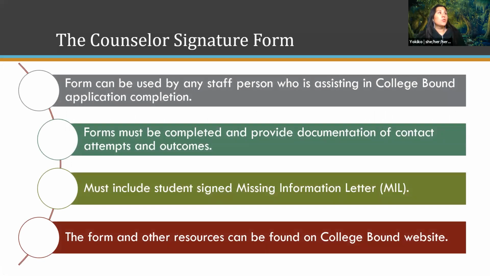So the signature form itself can be used by any staff person who's assisting in the College Bound application completion efforts. The forms must be completed in full and provide documentation of the contact attempts and what those outcomes were. It must also include a student signed missing information letter, or MIL, as we call it for short. And the form and other resources can be found on our website.